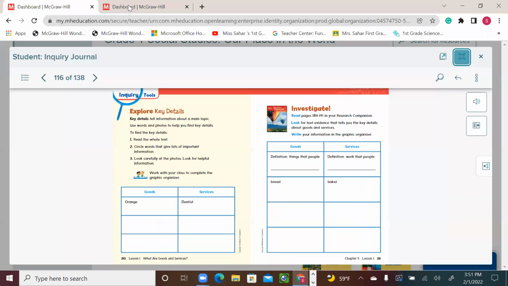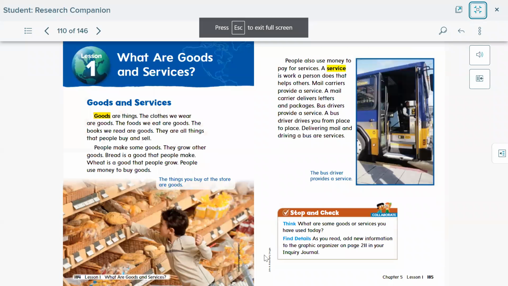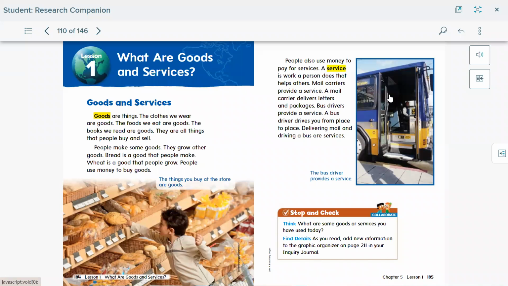So let's go and read together. What are goods and services? All right, goods and services. Goods are things. The clothes we wear are goods. The foods we eat are goods. The books we read are goods. They are all things that people buy and sell. People make some goods. They grow other goods. Bread is a good that people make. Wheat is a good that people grow. People use money to buy goods.